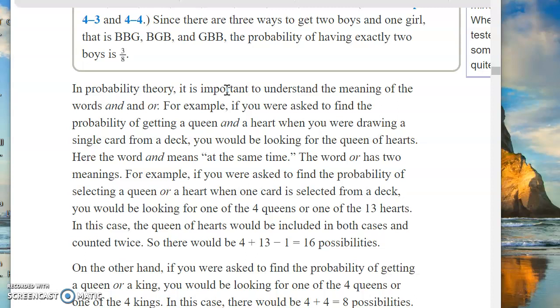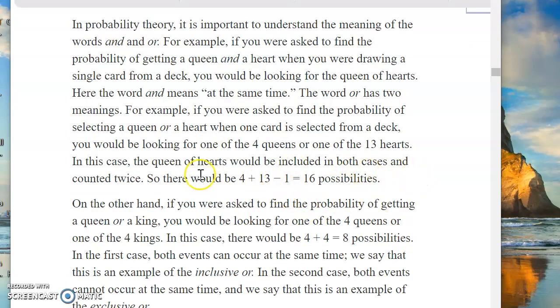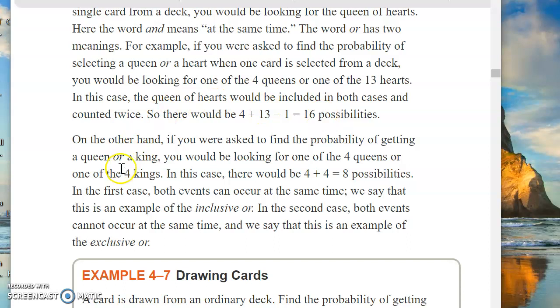The word or can have two meanings. For example, if you wanted to find the probability of getting a queen or a heart, well, a queen fits the requirement and the heart fits the requirement. So you could find one of the 4 queens, or you could find one of the 13 hearts. So the queen of hearts would be included in both of those cases. So there's 4 queens and there's 13 hearts. So 4 plus 13 is 17, but you got to take away one of them because you don't want the queen of hearts to be counted twice, right? So we'll see this a little more formally later on. So that's the 16 possibilities.